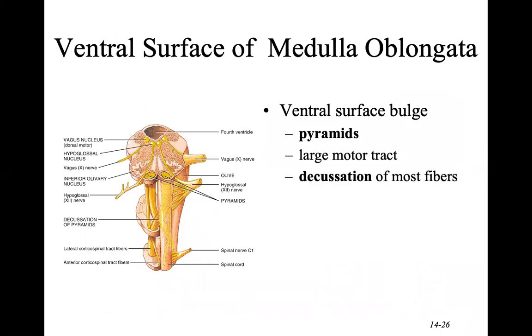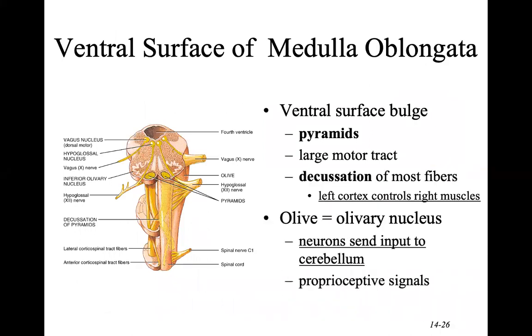What I want you to see here is another view of the medulla oblongata. The reason I want to show this view is, if you look at the yellow tracts right here, you see where it says pyramids. The pyramids are really the corticospinal tracts. Look what happens right here. Do you see how they crisscross?